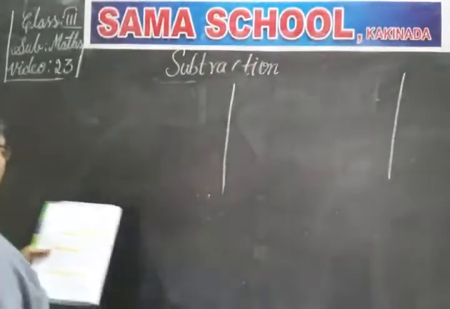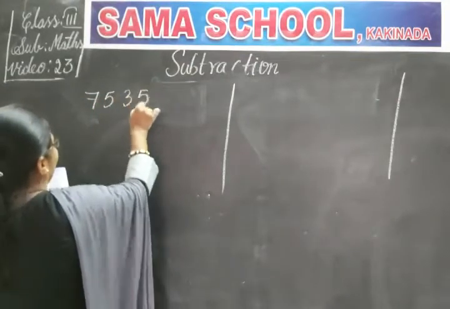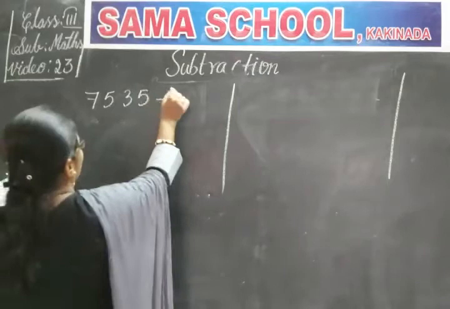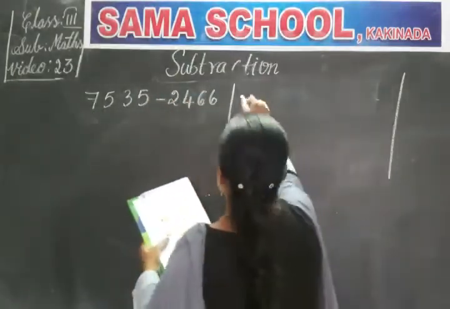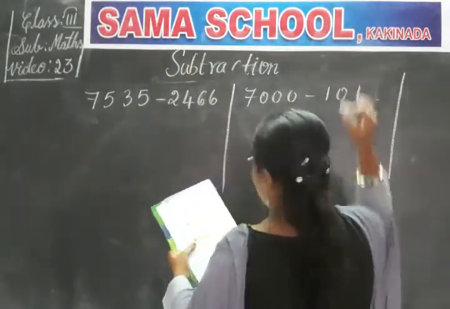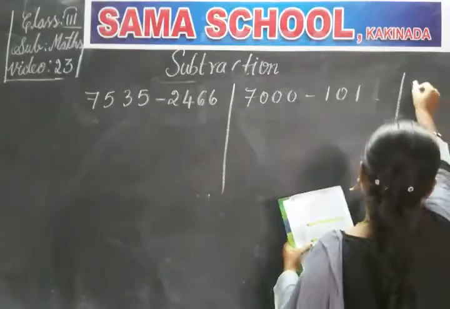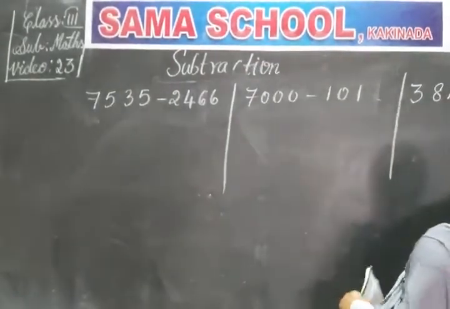We can do 7,535 minus 2,466. And we will do 7,000 minus 101. And here we have 3,841 minus 22.